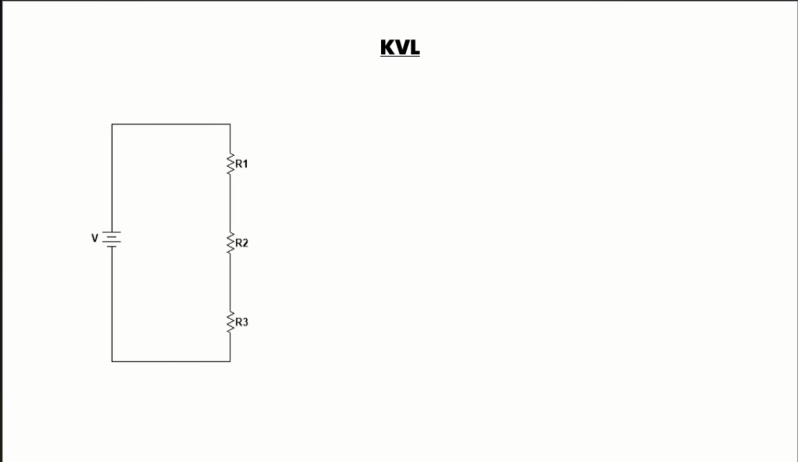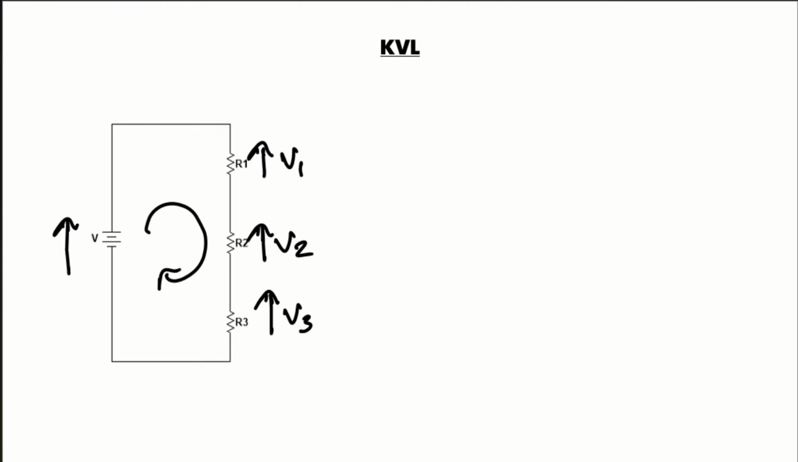If you look at this circuit where the power source is connected with three resistors, the voltage will be divided into V1, V2 and V3. According to the Kirchhoff law, in a circuit with a loop like this, we can say that V is equal to V1 plus V2 plus V3. Let's try to prove this.